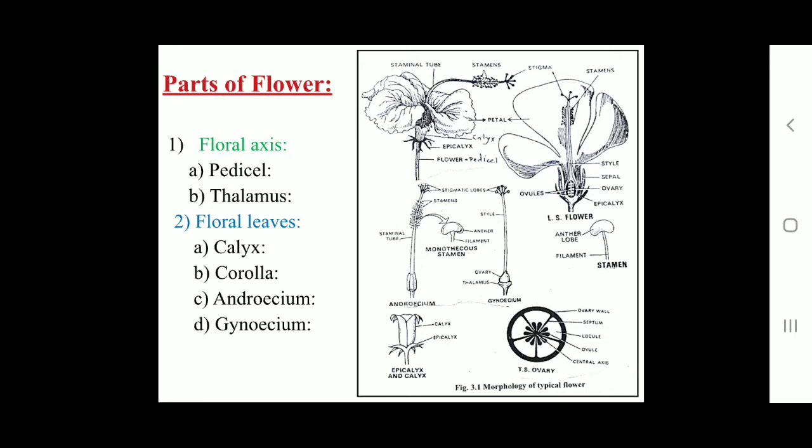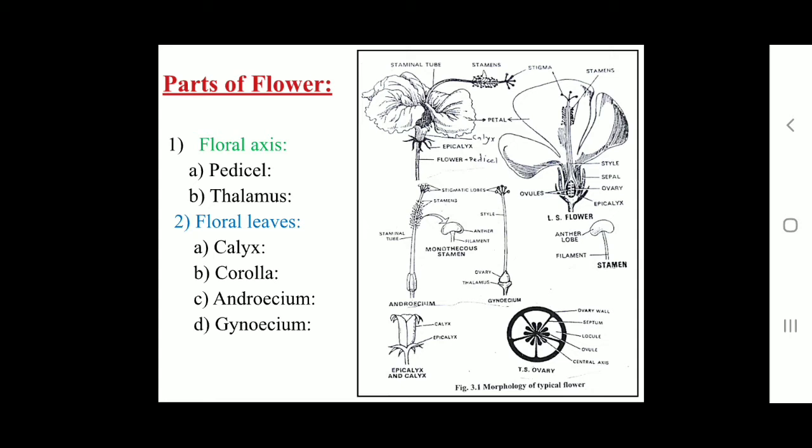Then next point, that is the floral leaves. Floral leaves are always present in a typical flower, and they are of four kinds, which are arranged on four successive whorls on the thalamus. They are as below, such as calyx, corolla, androecium and gynoecium.